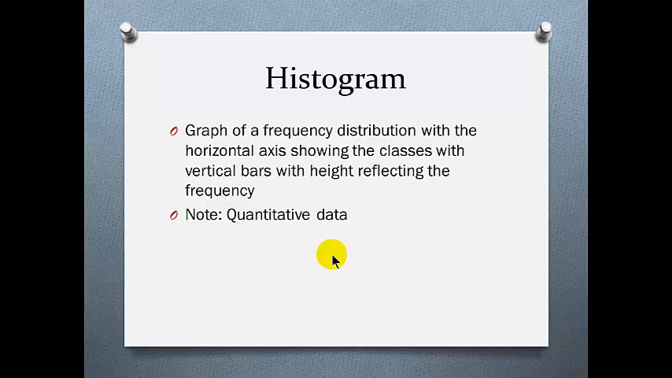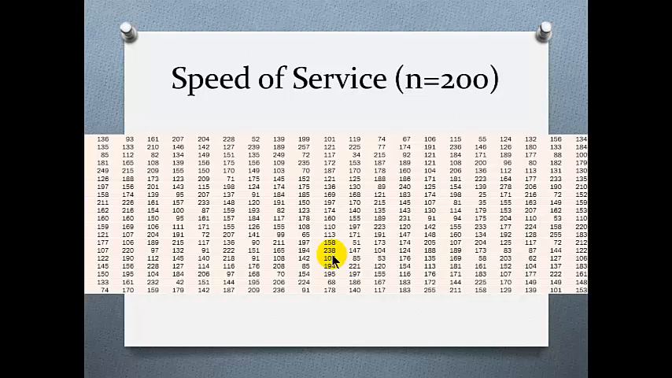What's important to note is we use histograms with quantitative data, with answers that are inherently numerical. They must be quantitative, numerical. So let's say I'm interested in a phone company. I call them. They say, your call is important to us. Your expected wait time is. And we look at 200 service calls. And we record the number of seconds that each person had to wait before they got service. How fast could we get to them?